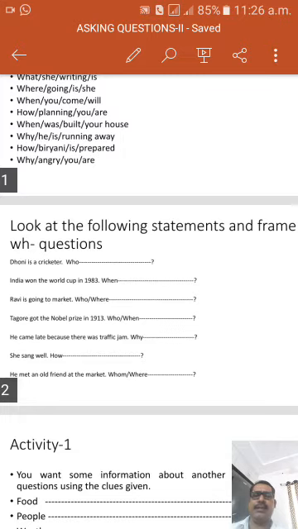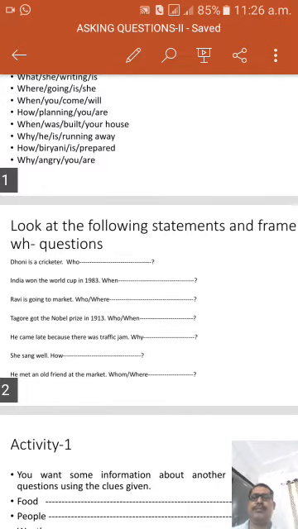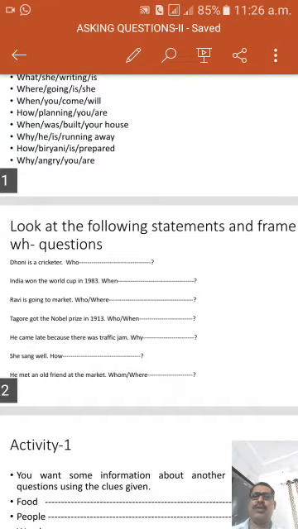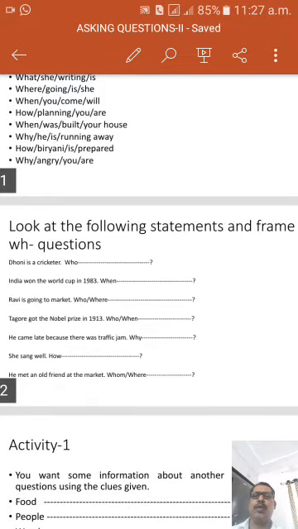Dhoni is a cricketer. Who is Dhoni? India won the World Cup in 1983. When did India win the World Cup? Ravi is going to market. You can frame these questions in two ways. Who is going to market? Where is Ravi going?